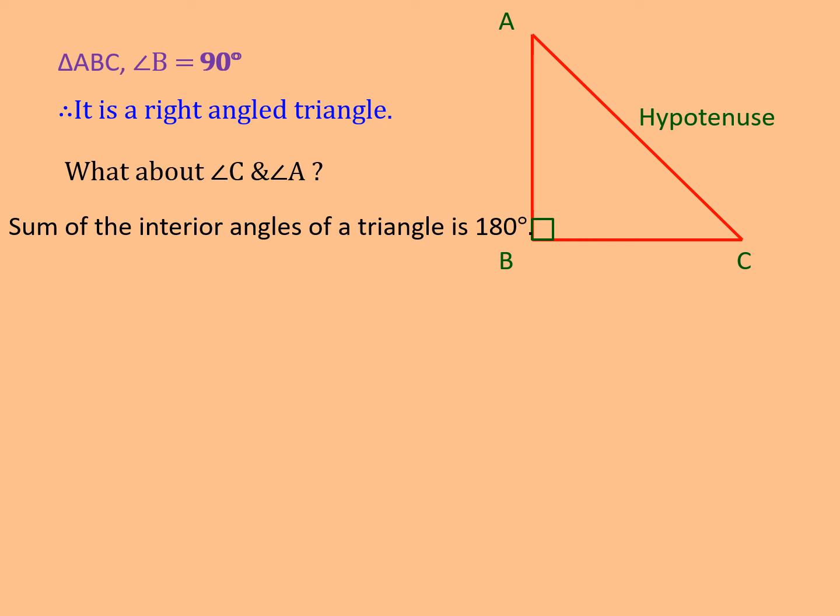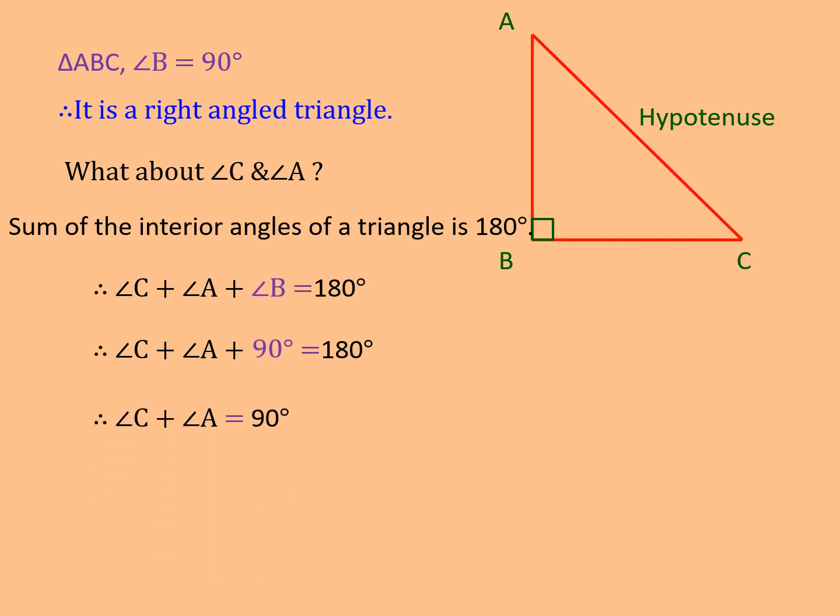As you know, the sum of the angles of a triangle is 180 degrees, meaning all the three angles, angle A, angle B, angle C, when we add up, it should always be 180 degrees. So here is the statement showing that, and then we have angle B as 90. So we are substituting there, and when we simplify, we get angle C plus angle A equals 90. Means your angle A and C, when we add up, give you 90 degrees.